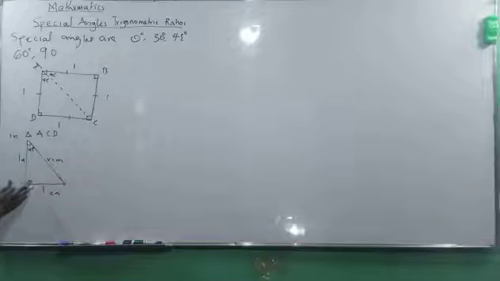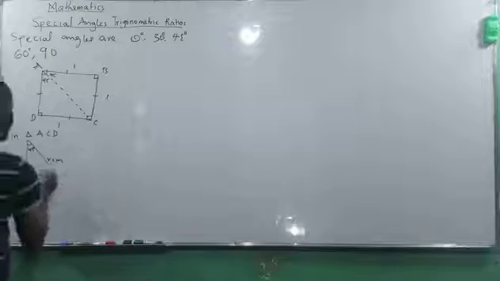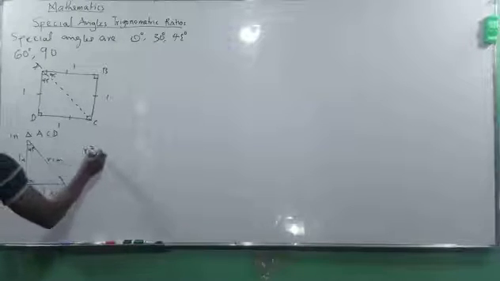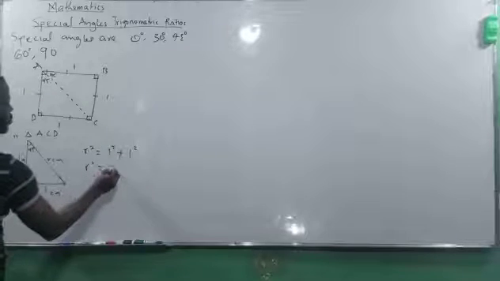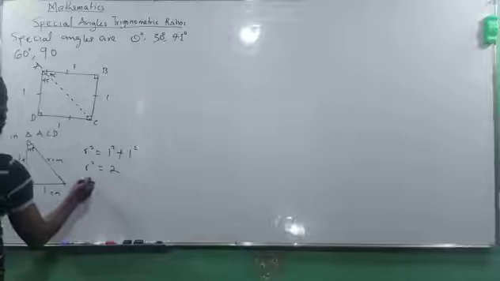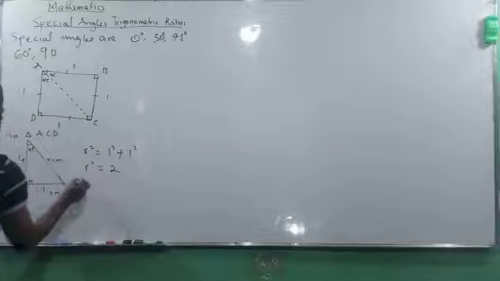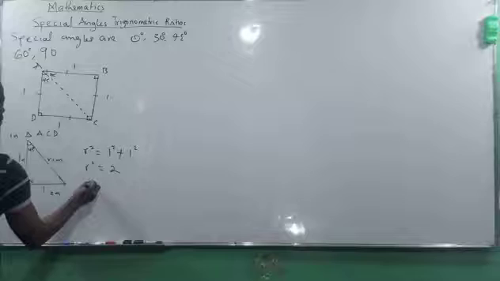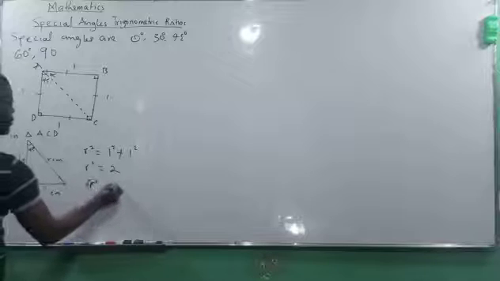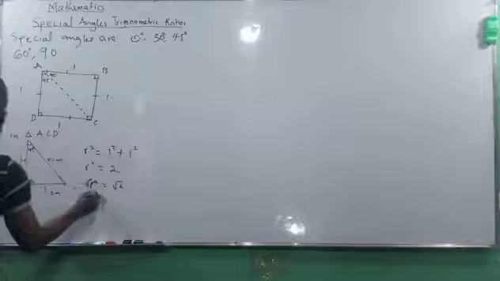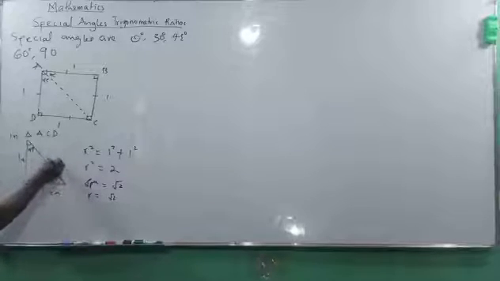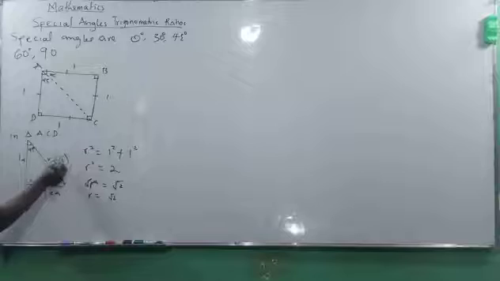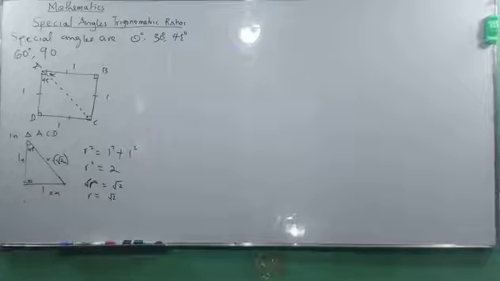This is my opposite. This is my adjacent. I can now say that R squared equals 1 squared plus 1 squared, which means R squared equals 2. Now taking the root of R squared equals the root of 2, we cancel this, so my R equals root of 2. Permit me to write root of 2 here, in whatever unit it is, centimeter, meter, or whichever.